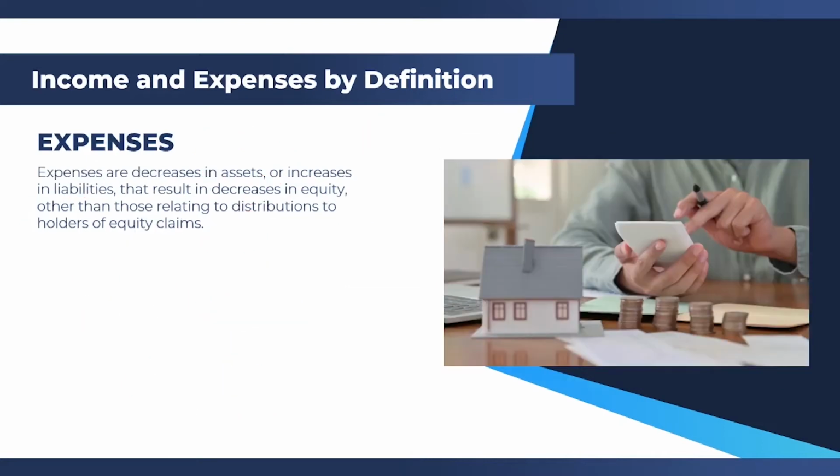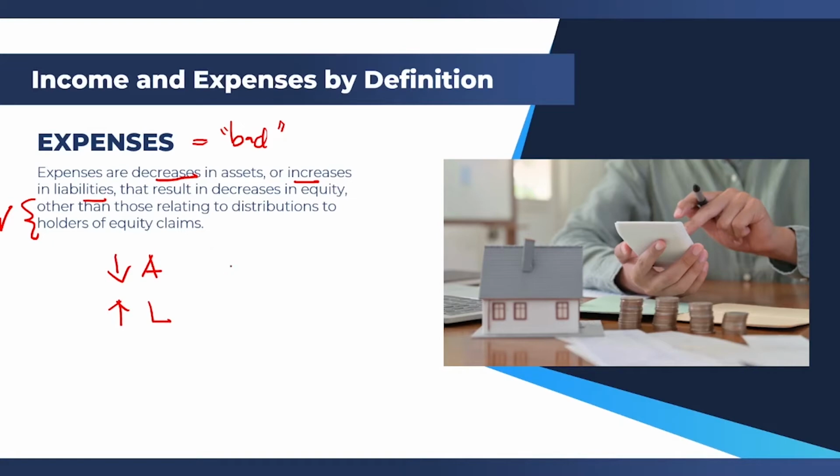Expenses, on the other hand, are decreases in assets or increases in liabilities that result in decreases in equity, other than those relating to distributions to holders of equity claims. Just like the income example that we gave in the previous slide, I like to think that expenses are sort of the bad elements of the financial statements, in a way that they actually have an inverse relationship with your assets. That's why we're saying that expenses are decreases in assets or increases in liabilities.